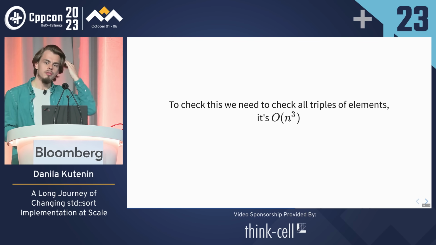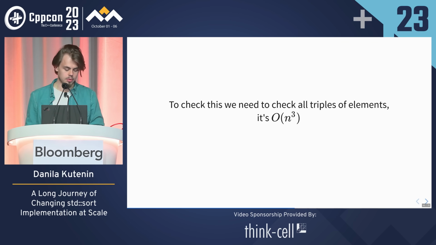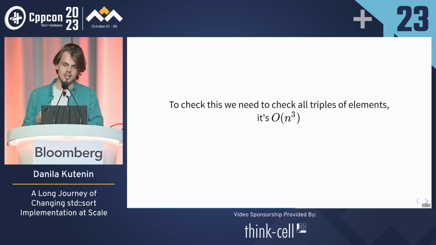An interesting fact, and I've heard a lot even from the people who implement the standard library, is that such checks are very expensive. In order to check everything here, for example for the third and fourth conditions, you need to traverse over triples of all elements in the array. To validate that your input satisfies strict weak ordering, we need cubic time. That's completely inappropriate for an n log n algorithm such as std::sort.